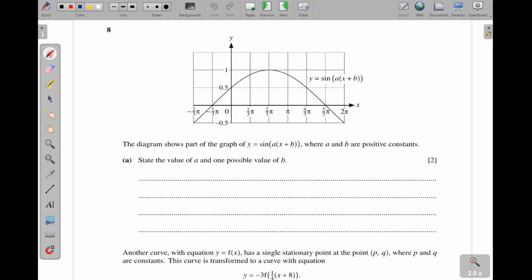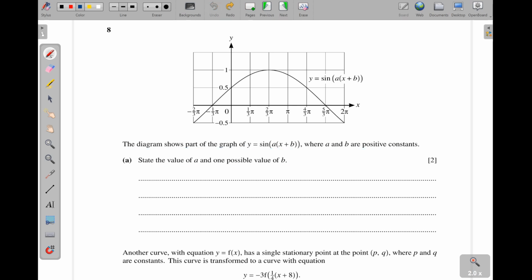Question 8 is coming from transformation of functions. The diagram shows part of the graph of y equals a sine of (ax + b), where a and b are positive constants. Part A: state the value of a and one possible value of b.